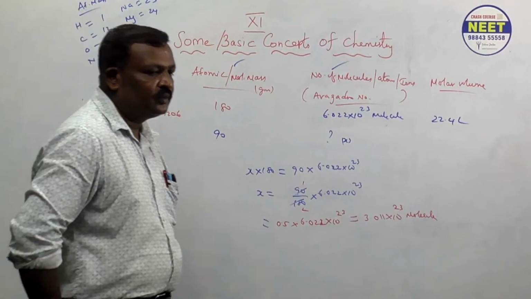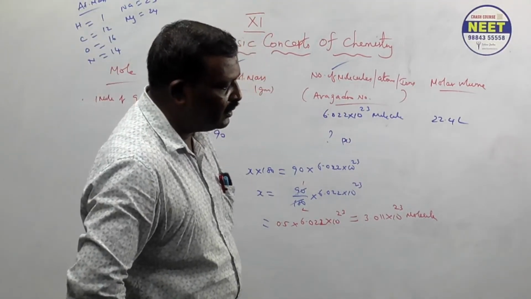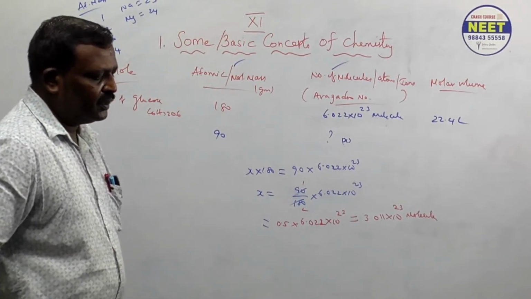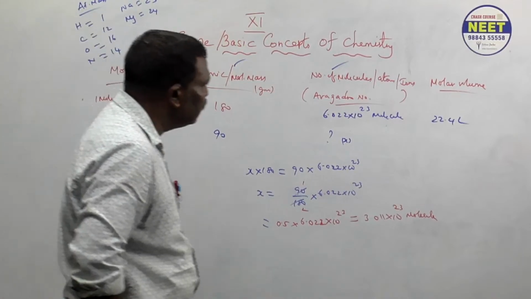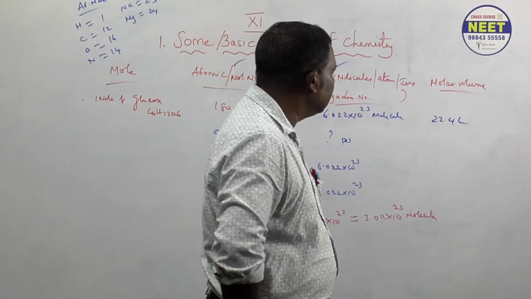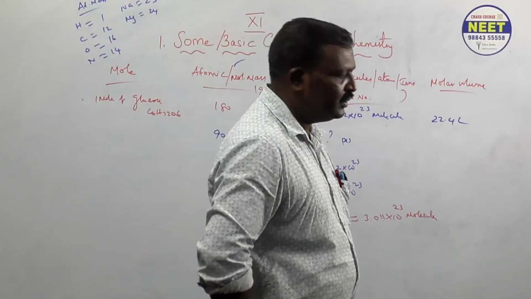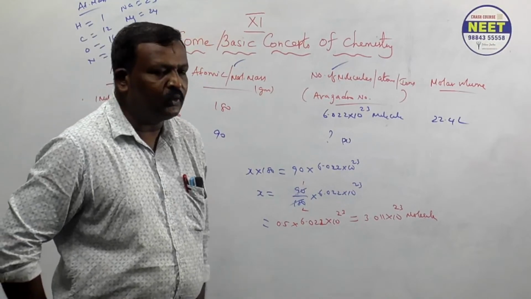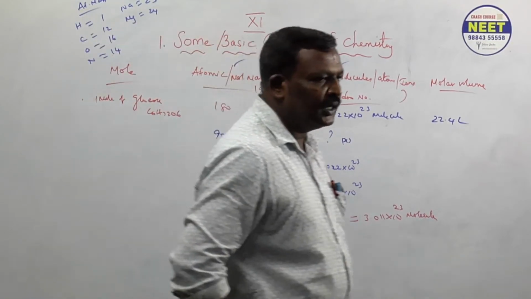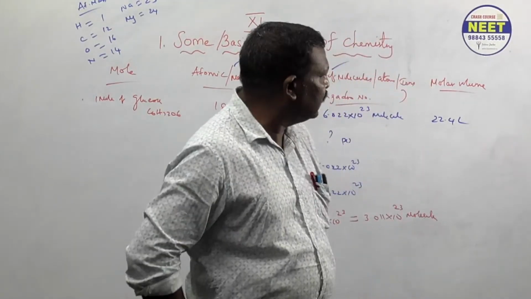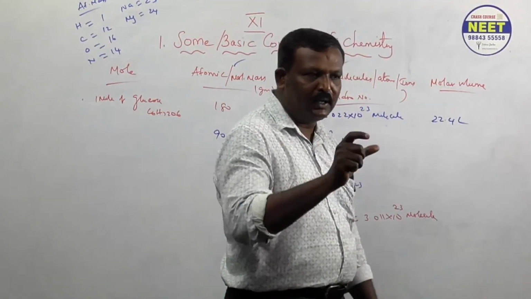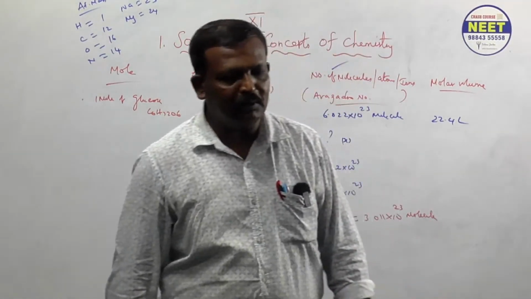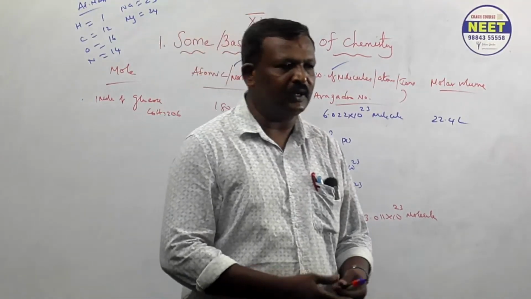Next one. Calculate the volume occupied by 128 gram of SO2. Volume, you have to compare. Calculate the volume occupied by 128 gram of SO2, sulfur dioxide. Understood?